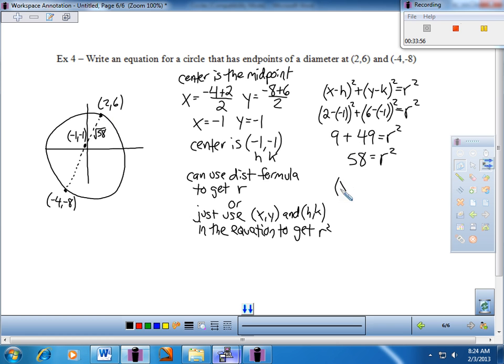So I think we're ready. So how about x plus 1 squared plus y plus 1 squared equals r squared, which we just solved for, and that's 58. Again, does my drawing do it justice? Not in the least bit. But can I see that right there? To me, it's looking great. It really is.